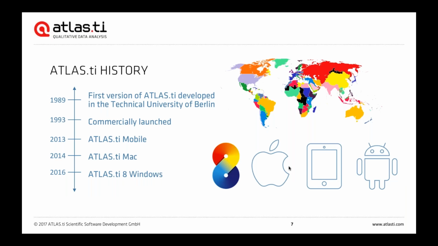And where does ATLAS.ti come from? Well, the first version was developed in the Technical University of Berlin in 1989. And so ATLAS.ti has been on the commercial market for well over 20 years now. And today we count on ATLAS.ti for Windows and Mac. And we'll see a bit of both now. Also, if you have a tablet and you like to work on the go, you can download our ATLAS.ti app for free from our website, and then also use it on your Android tablet or iPad, and continue conducting your literature review from there.